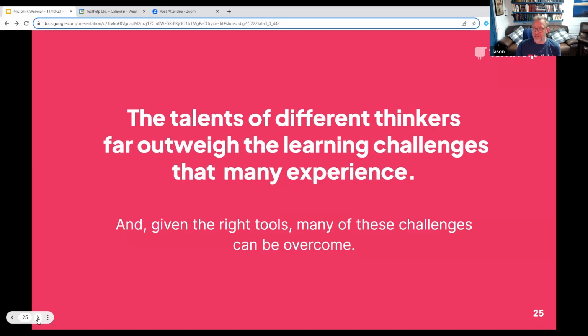Because we believe that the talents of different thinkers far outweigh the learning challenges that many experience. And if we can give students the right tools at the right time and get those interventions in early, we can make a huge difference in their lives. So I'm going to briefly touch on a couple of our tools now, specifically Read and Write and Orbit Note, and then I'm going to pass across to Richard, who's going to delve a little bit deeper into some of the users of our software and some of the great results that they have found through using them.